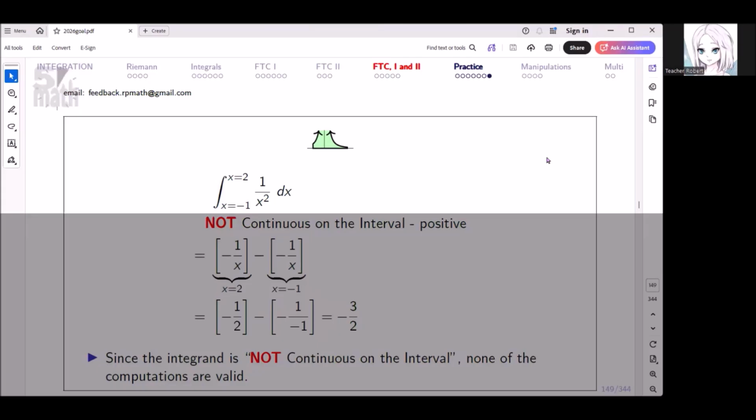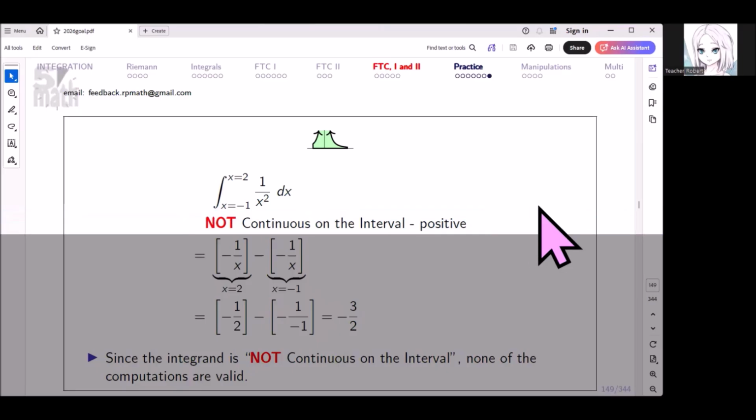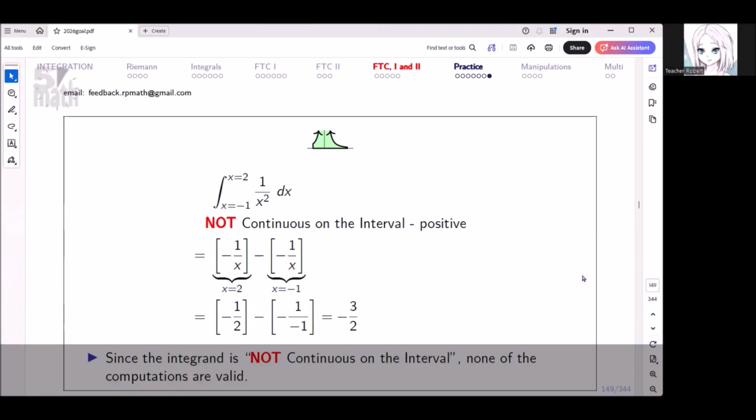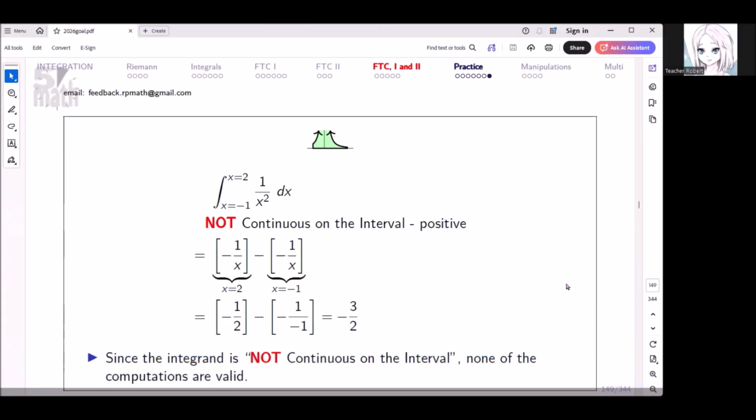Integral x equals minus 1 to x equals 2, 1 over x squared dx. It is not continuous on the interval, and we expect positive. We get minus 3 over 2. Since the integrand is not continuous on the interval, none of the computations are valid.